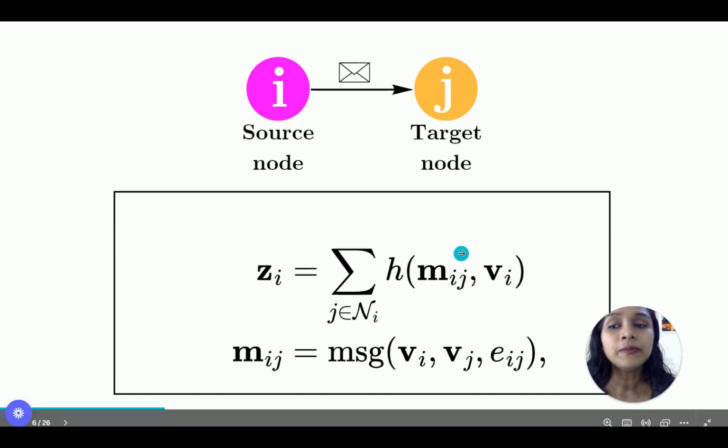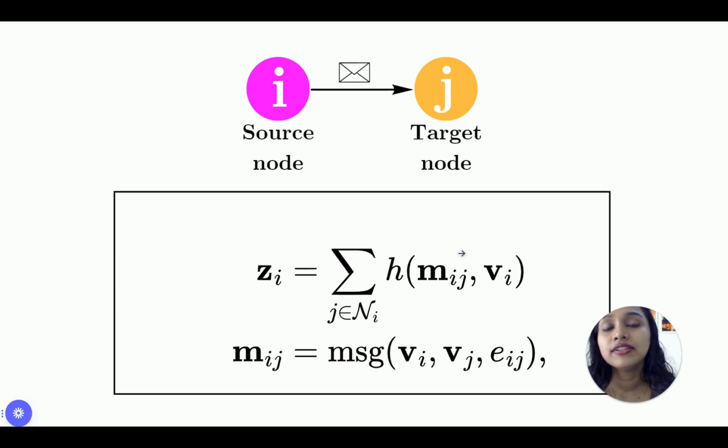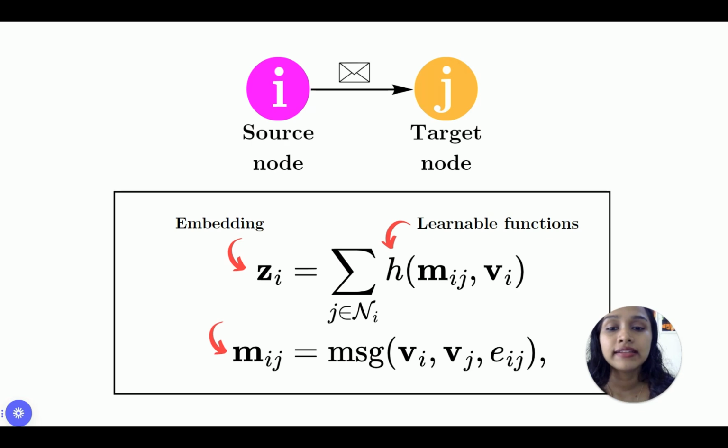So we know a graph neural network usually creates an embedding for the nodes. Here zi is the embedding. So here you can see zi is the embedding of this node. So how is this embedding created? We can basically think of this as a message passing from i to j. So here h and msg are learnable functions, and mij is the message that is computed, or the message that is passed from node i to node j.